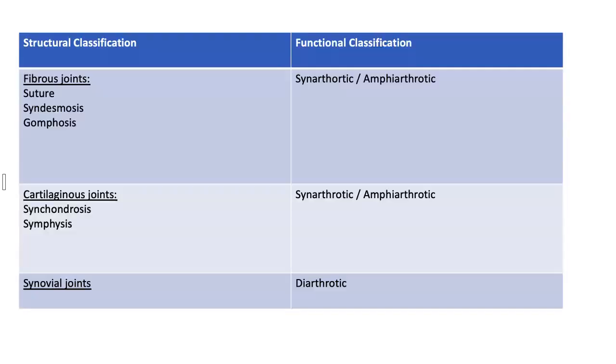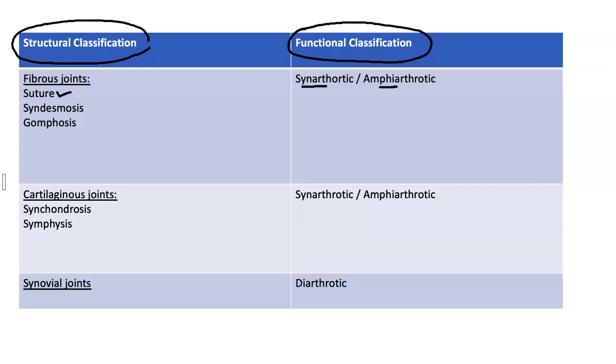So let's try to put this information all together: the structural classification together with the functional classification, or how much movement is possible. With the fibrous joints, they're either going to be immovable or slightly movable. The suture and the gomphosis, the tooth in the socket, those are synarthrotic, immovable. Depending on the length of the fibers for the ligament, you might see slight movement. That's amphiarthrotic.